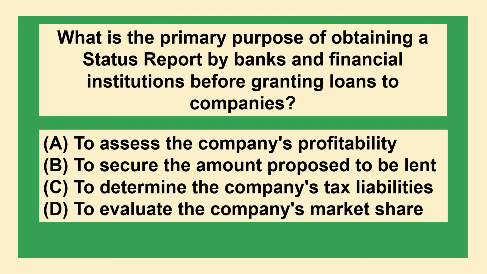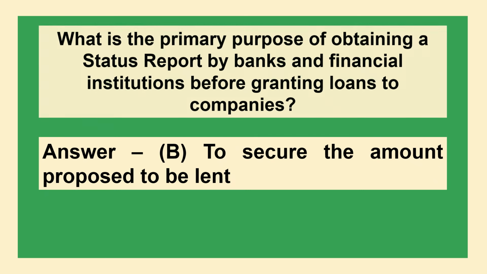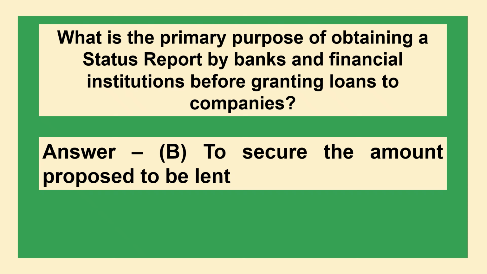What is the primary purpose of obtaining a status report by banks and financial institutions before granting loans to companies? Option A to assess the company's profitability, option B to secure the amount proposed to be lent, option C to determine the company's tax liabilities, option D to evaluate the company's market share. The answer is option B to secure the amount proposed to be lent.